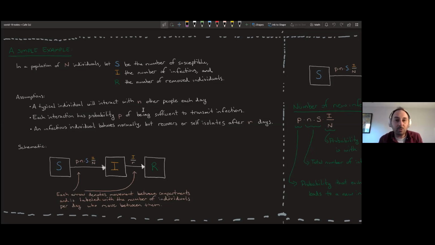If you want to include in the model the possibility that people could get reinfected, there's a really easy way to do that. Yes, you add an arrow from R to S.